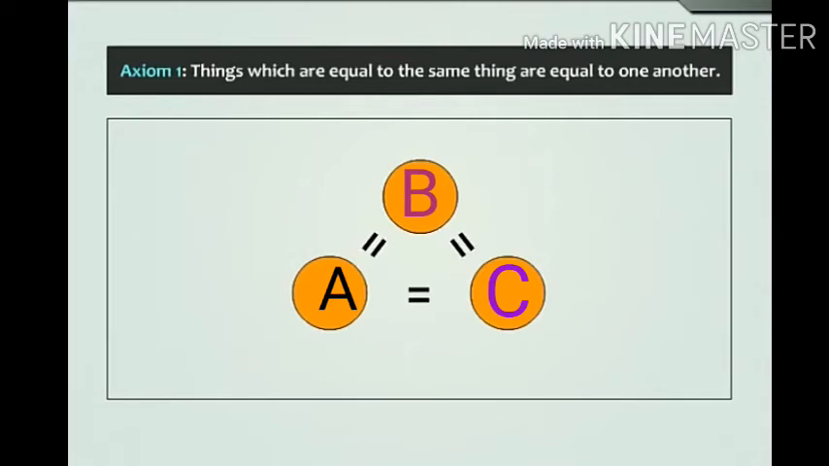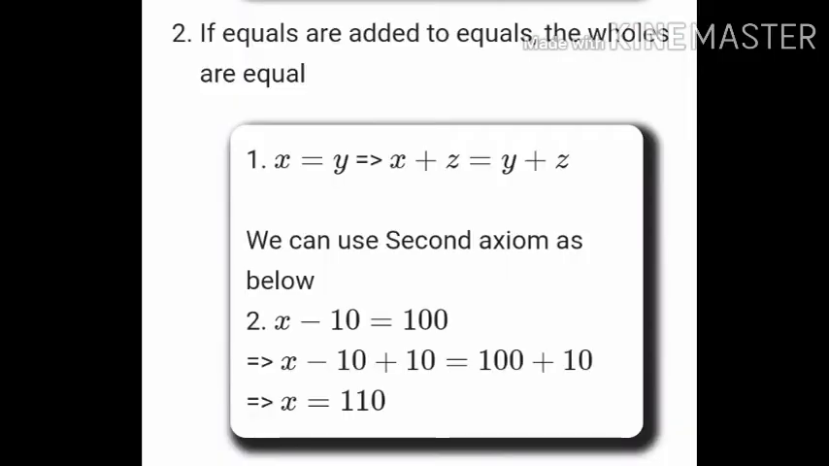One more example for axiom 1. Here, if A equals B and B equals C, then A equals C. Second axiom: if equals are added to equals, then the wholes are equal. Example, x is equal to y. Here, add z on both sides of the equation. That is, x plus z is equal to y plus z. Then the result will also be equal.